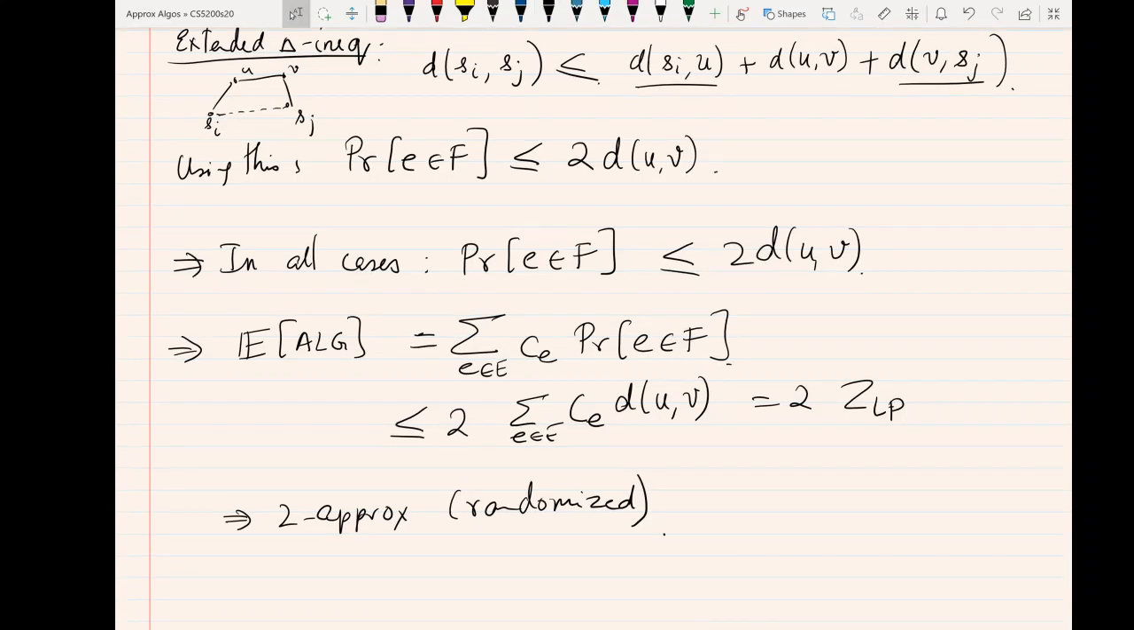Now you can also have a purely LP based algorithm, a purely combinatorial algorithm that gives you the same result using similar techniques. But this technique of choosing a random radius and analyzing the value of the cost of the edges cut by the algorithm in expectation is going to be useful for our next problem also.